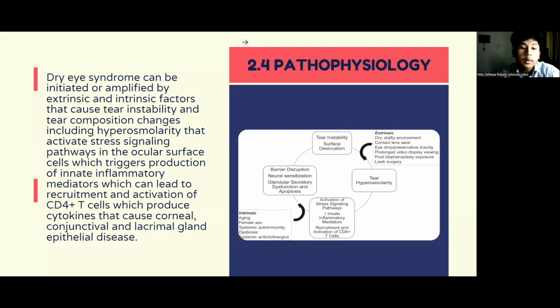Basically, dry eye syndrome can be initiated or amplified by extrinsic factors such as drafty environment, contact lens wear, and also LASIK surgery, and intrinsic factors such as aging, female sex, systemic autoimmunity, and also dysbiosis. These can cause tear instability and tear composition changes, including hyperosmolarity that activates stress signaling pathways in the ocular surface cells, which triggers production of innate inflammatory mediators. This can lead to recruitment and activation of CD4 T cells, which produce cytokines that cause corneal, conjunctival, and lacrimal gland epithelial disease.